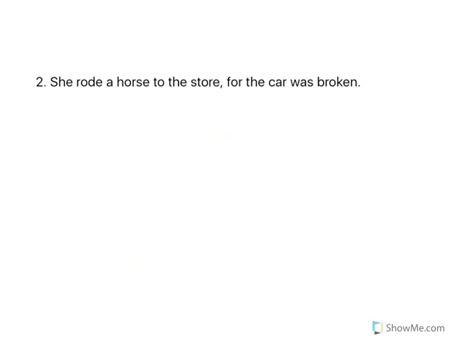So these might seem a little tricky right now, but we're just going to keep practicing in our lessons, in our homework for pretty much the rest of the unit, and you guys are definitely going to get the hang of it. So our second sentence says, she rode a horse to the store for the car was broken.